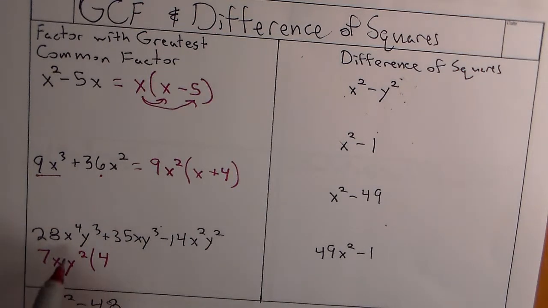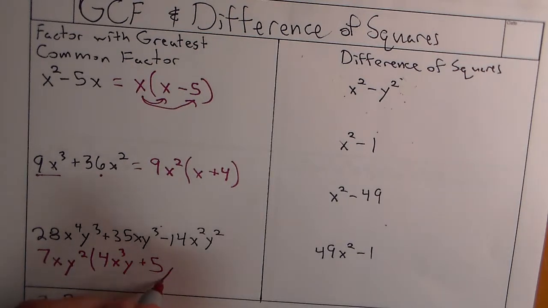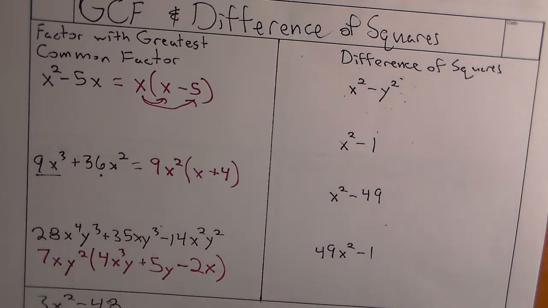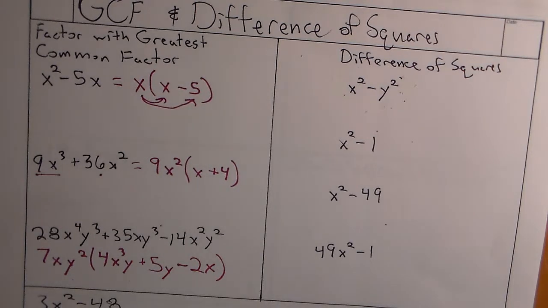That leaves you with 4x to the third y in the first one. Took out 1 x, leaves me with 4. Took out 2 y's, leaves me with 1. Next one, 35, I'm going to take out 35 divided by 7 is 5. X comes out. Y to the third, we took out 2 of them, so we're left with 1 there. Then we have 14, it became a negative 2, and then 1 x left over. So that's factoring by its greatest common factor.